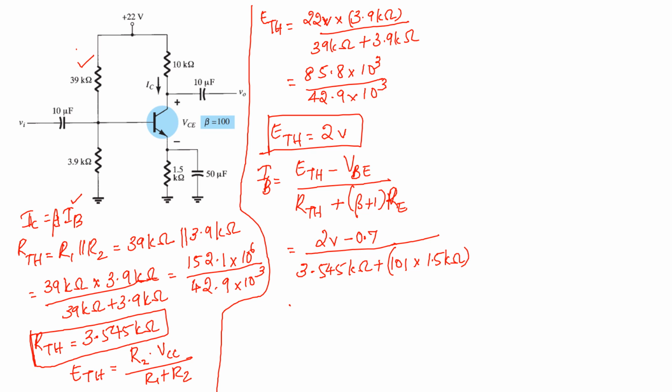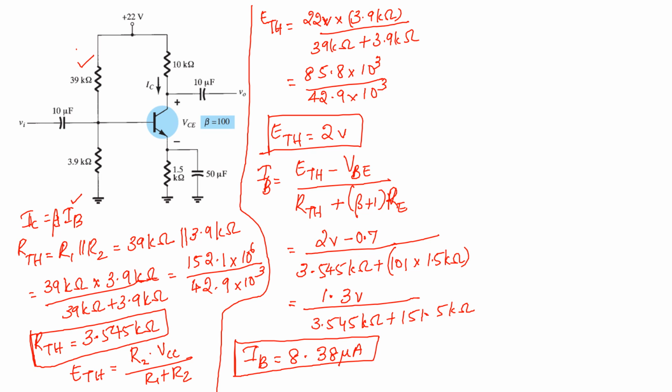So you will be getting somewhere nearer to 1.3 volt divided by 3.545 kilo ohm plus 151.5 kilo ohm, right? So after calculation, you will be getting IB is equal to 8.38 microampere. Okay, you should be very careful with the units. So you are getting IB is equal to 8.38 microampere. So what will be your IC?